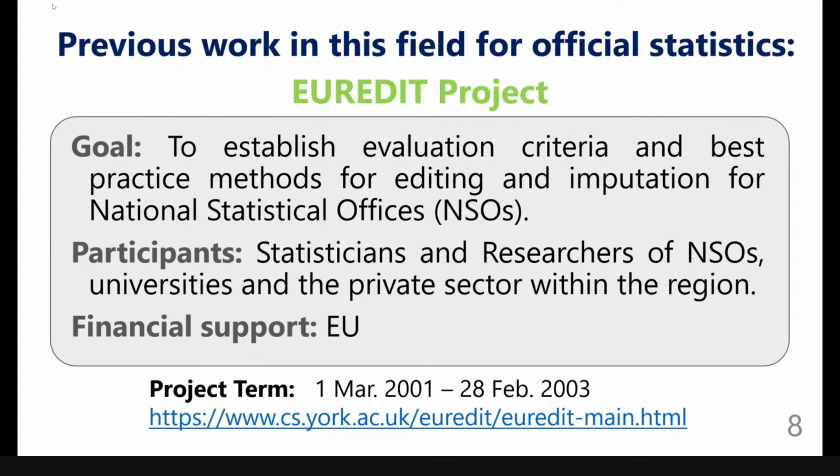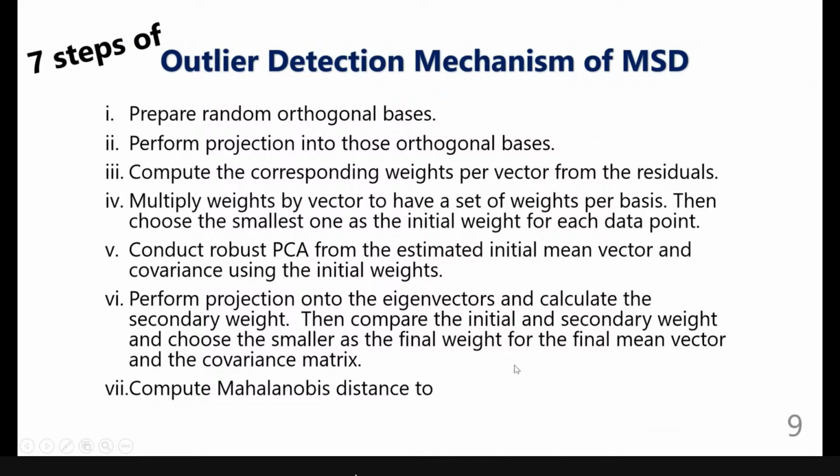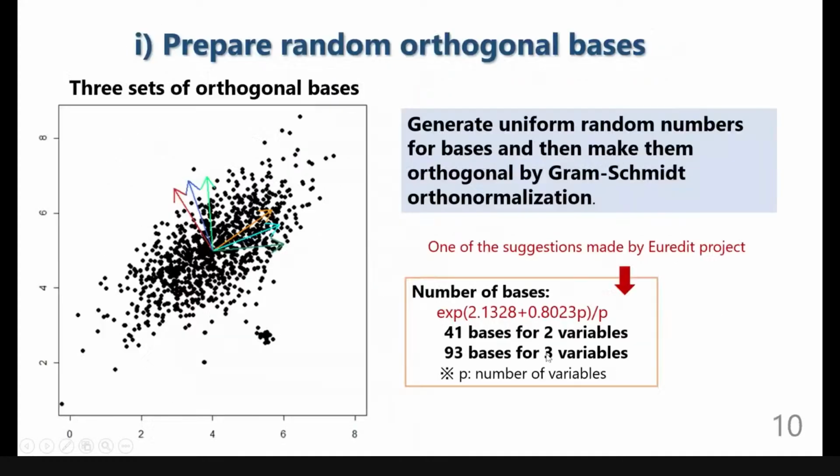Since there was no software available at that time, we implemented both the Canada version and the improved EuroEdit version, and then confirmed the suggestions of the EuroEdit improve the performance. This is the outline of the method. It's a bit complicated. The first step is generating many orthogonal vectors. One of the suggestions of the EuroEdit is to increase the number of vectors here.